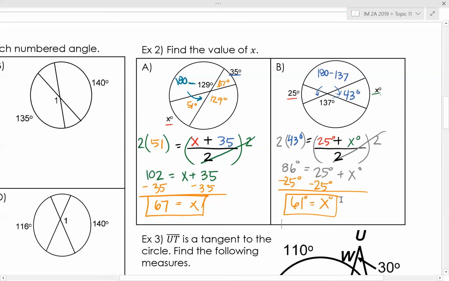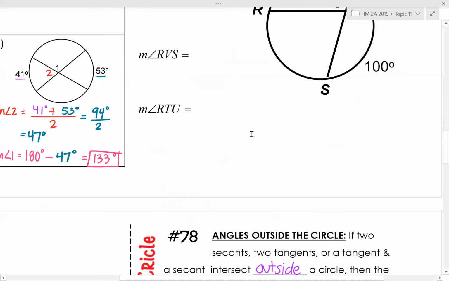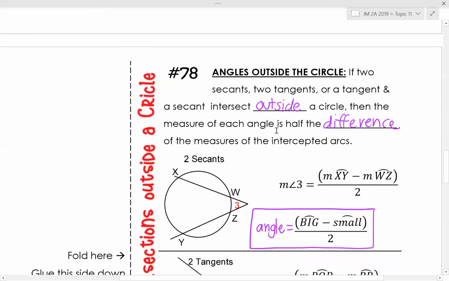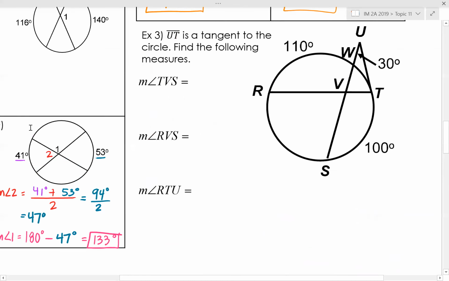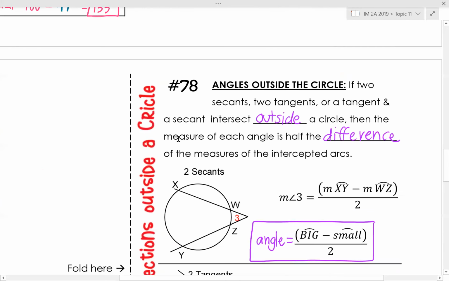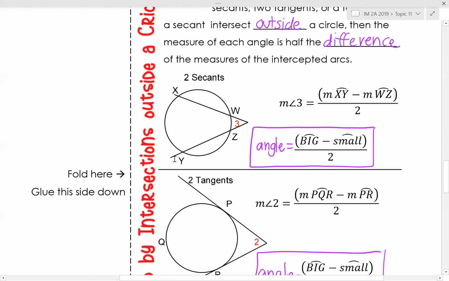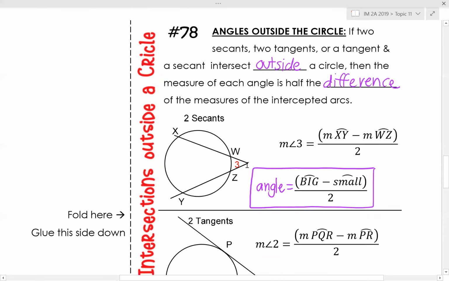We're going to look at page 78 next, and that's going to be where I have two lines intersecting outside the circle. So if two secants, two tangents, or a tangent and a secant, so remember that a secant is a line that goes through the circle, whereas these were chords. Chords stop at the end of the circle. A secant goes through the circle twice. So this one is two secants, and they intersect outside the circle, so they're intersecting out here at this point. Then the measure of each angle is half the difference of the measures of the intercepted arcs.